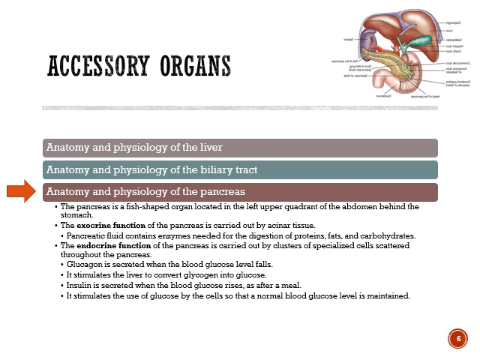Glucagon is secreted and it stimulates the liver to convert glycogen to glucose. Insulin is secreted when the blood glucose rises after a meal, and it stimulates the use of glucose by the cells so that a normal blood glucose level is maintained. Now, we said that a couple different ways, so hopefully that is a little clearer now.